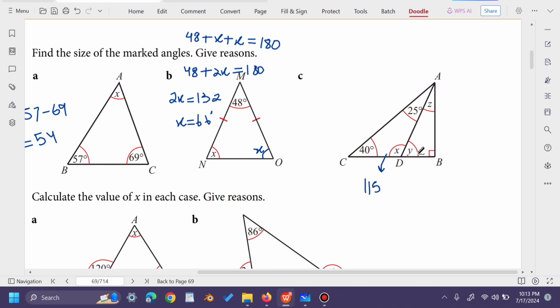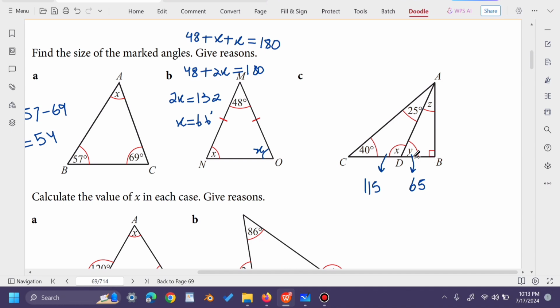And we can find y because we know angles on a straight line must equal 180 degrees, और अगर ये 115 है तो 180 minus 115 जो है ये हमारे पास आ जाएगा 65 degrees. And the reason will be angles on a line. ये इसकी रीजन होगी, angles on a line.